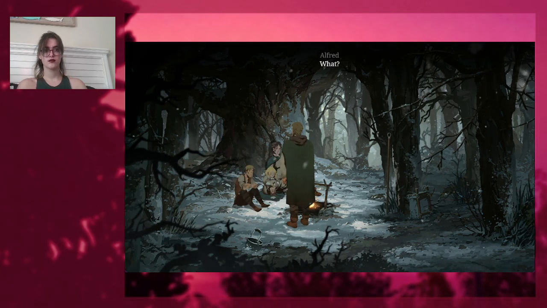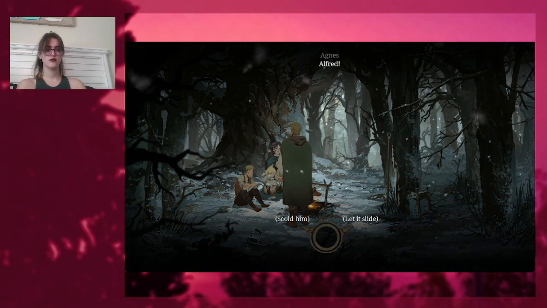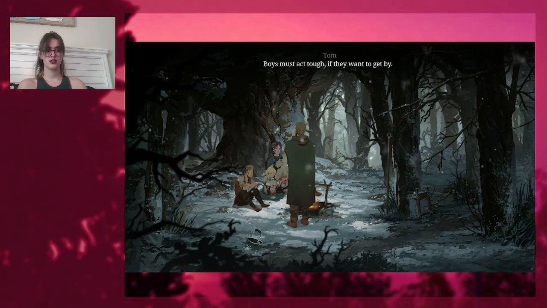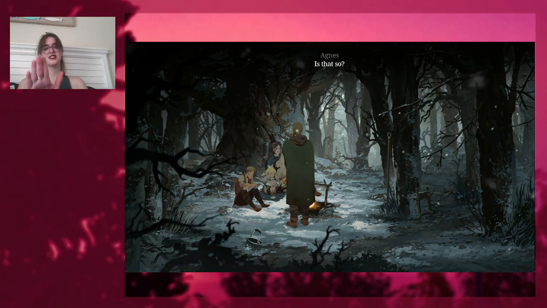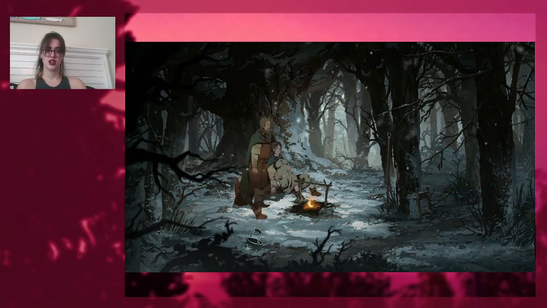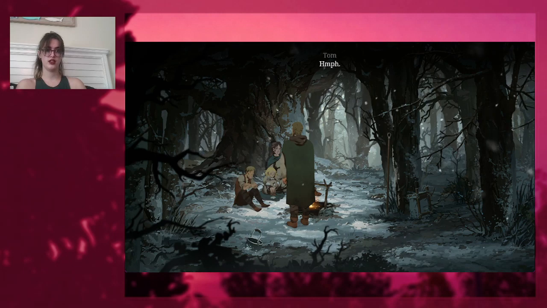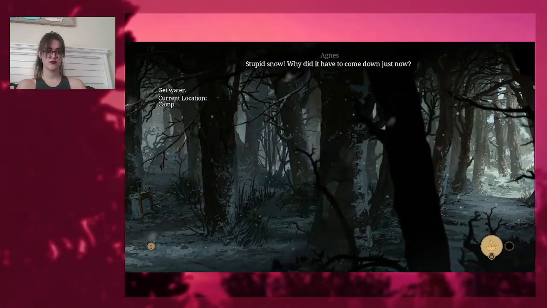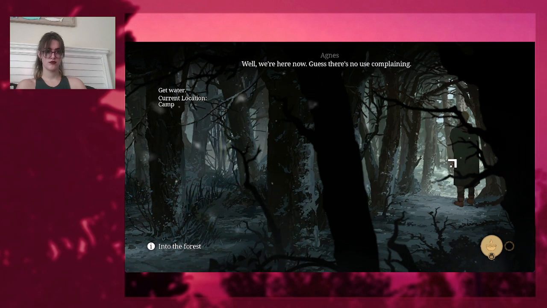Alfred, what? Aren't you supposed to get water? I am not keen on eating rotten leaves tonight. Alfred! Don't mind him, dear. Boys must act tough if they want to get by. That's not the reason I was going for. I was going for the fact that this is a tough situation, okay? Did you see a river nearby? No, it's just woods. Oh, okay. Goddamn. Stupid snow. Why did it have to come down just now? Should never have left. Well, we're here now. Guess there's no use complaining.